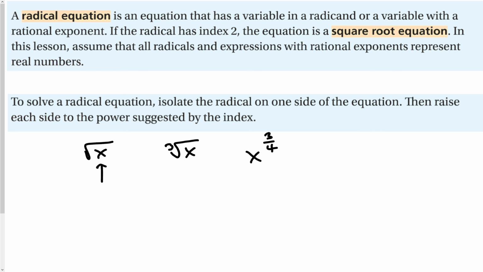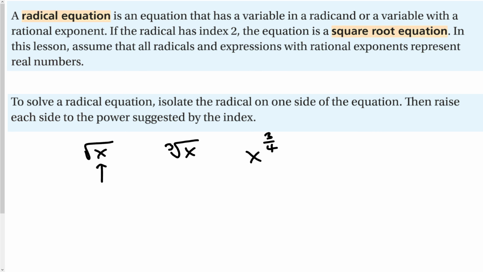So in this lesson, in this section, we're going to assume that all radicals and expressions with rational exponents represent real numbers. So that means we're not going to get any imaginary numbers. So that means we could also assume that all the variables are positive under the roots, which means we don't need any absolute value signs or anything that we did in section 1.